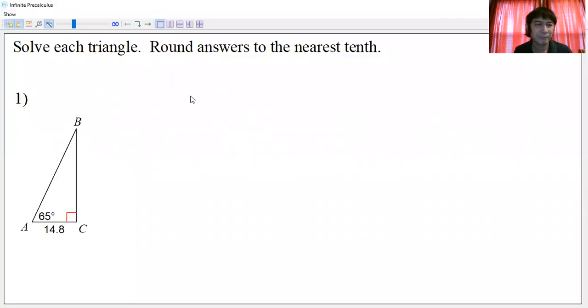Okay, let's start with the first number. Here's the given right triangle, and the instruction is there. Solve each triangle, round answers to the nearest tenth. You can check on the given. You have angle A given, that's 65 degrees. And this is side B. You can see this is angle B and it's opposite side there. So that should be the side B.